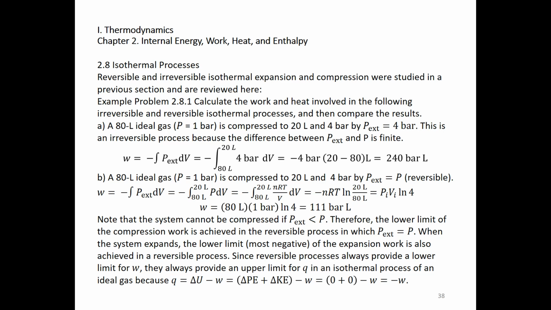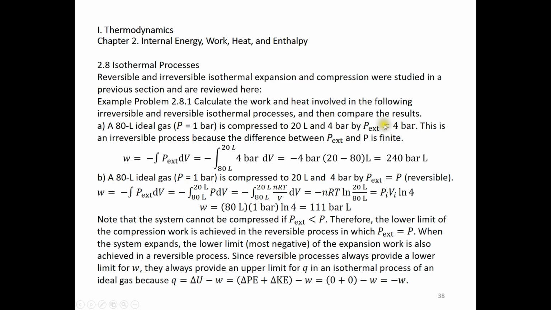Example problem 2.8.1. Calculate the amount of work and heat involved in the following irreversible versus reversible isothermal processes. A. An 80-liter ideal gas with 1 bar pressure is compressed to 20 liters and 4 bar pressure by an external pressure of 4 bars.